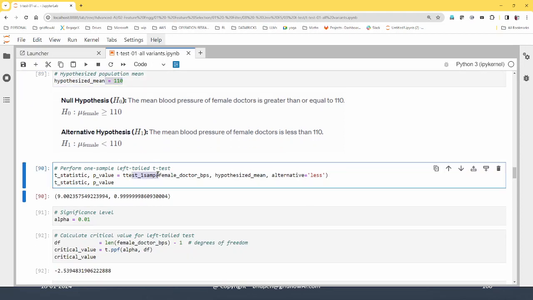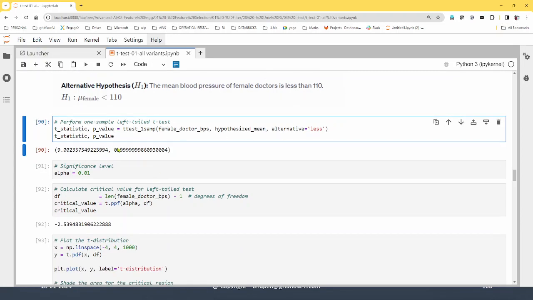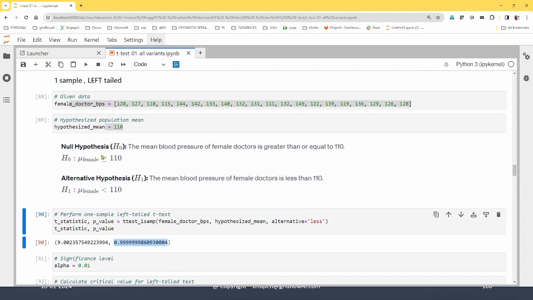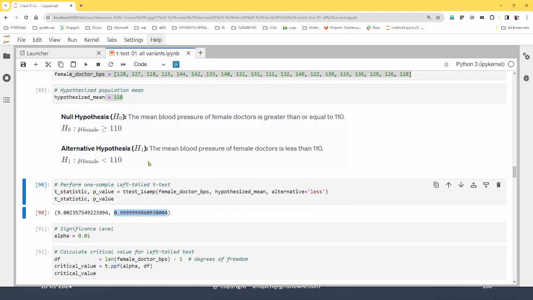Now, this is the t-test here. Pass both of these, and now you see here another additional parameter, alternative equal to less, meaning lower, left-tailed. And the package is going to use that and return the p-value. The p-value is very high compared to 0.05. So we are not going to reject the null hypothesis. That means the null hypothesis actually holds true. That means the female blood pressure is not less than 110. This is equal to 110 or greater than 110.